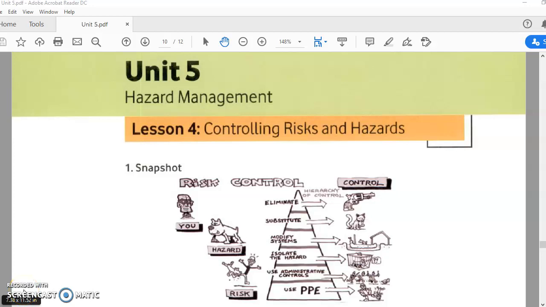Hello, Group 9. Today's lesson is about controlling risks and hazards at workplace, Unit 5. I will be covering pages 62, 63, and 64.